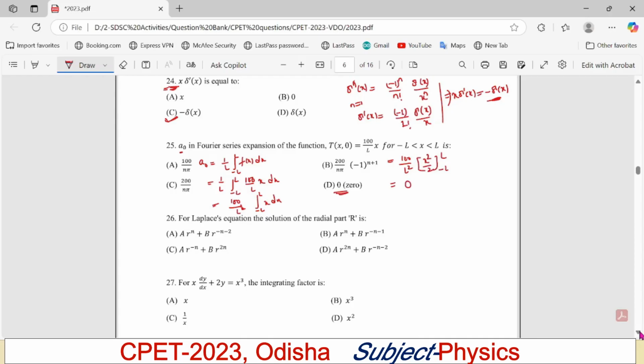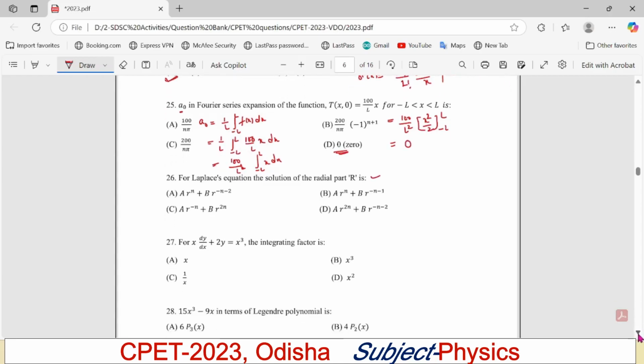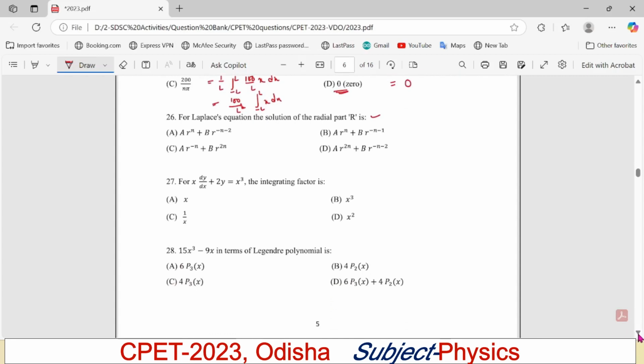For the Laplace solution, the solution of the radial part, you have to remember this one, this is a direct question. For the Laplace equation, the solution of the radial part is in this format: A r to the power n plus B r to the power minus n minus 1.